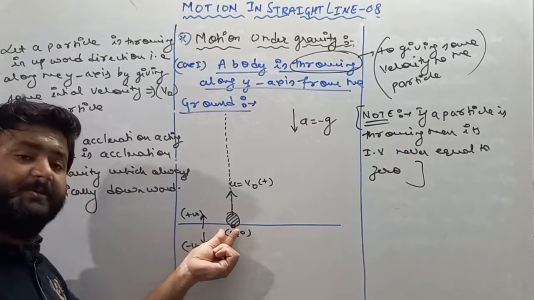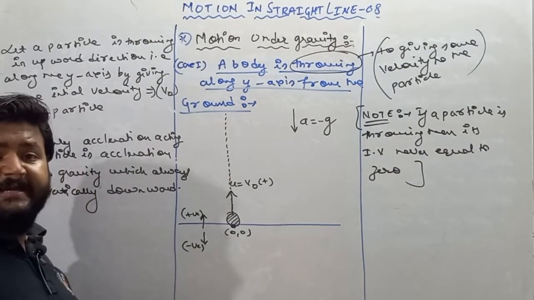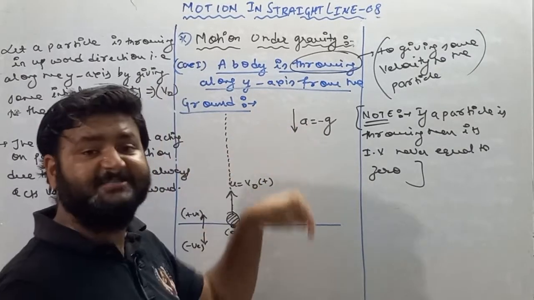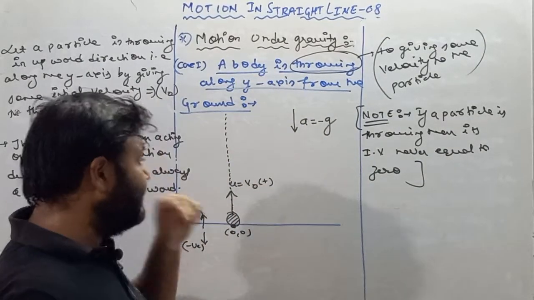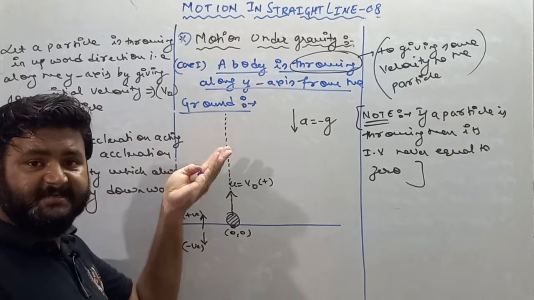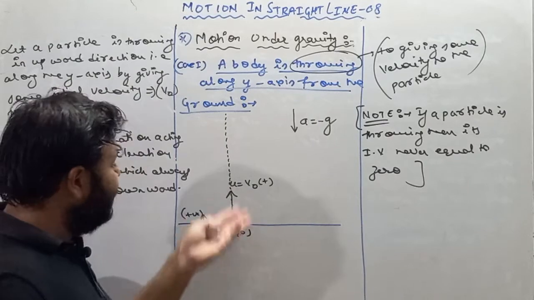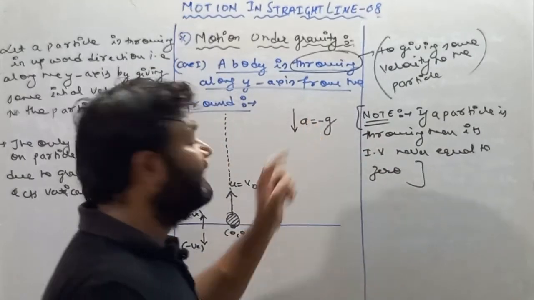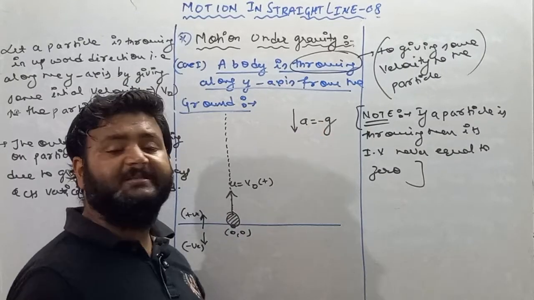See, I am taking this point to be origin, and we know that above origin all the values are positive and below origin all the values are negative. So the acceleration due to gravity is below origin. The direction of acceleration due to gravity is vertically downward, it means its direction is below origin. That's why I'll take a negative sign along with g, and this initial velocity is above origin, so I'll put initial velocity with a positive sign, and acceleration due to gravity with a negative sign, as the acceleration is vertically downward. Its value is g, along with a negative sign.